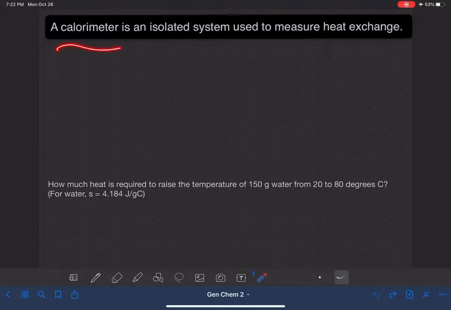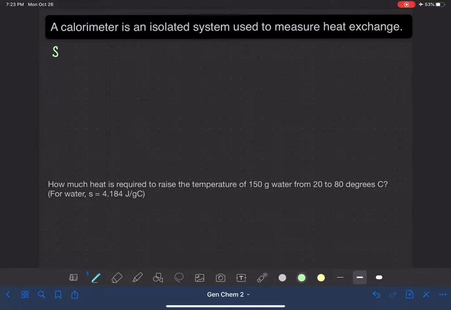A calorimeter is an isolated system that is used to measure the heat exchange in a chemical reaction. In the next few videos, I'm going to be talking about the different types of calorimeters and how they are used to measure the heat exchange in a chemical reaction and how we can solve problems using the data obtained from calorimetry. In this video, I am going to be focusing on two fundamental concepts that are necessary for you to understand in order to be able to do problems involving calorimetry and calorimeters.